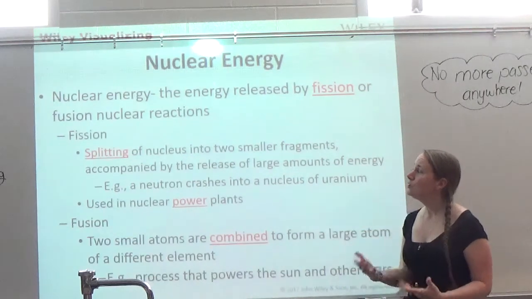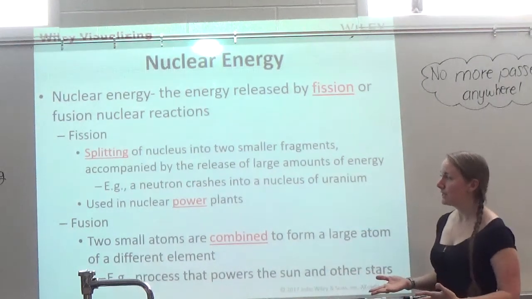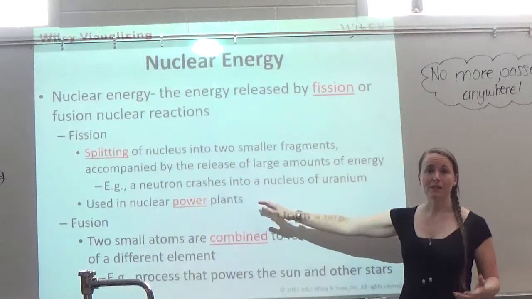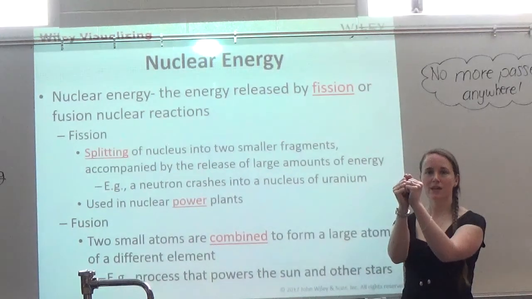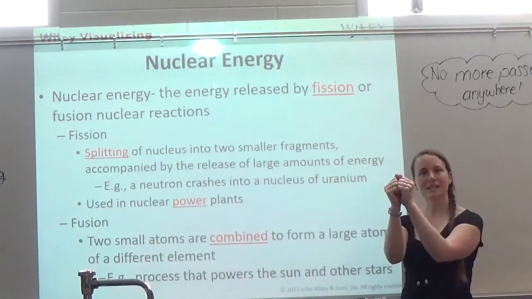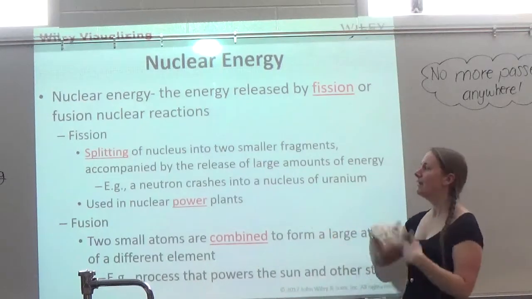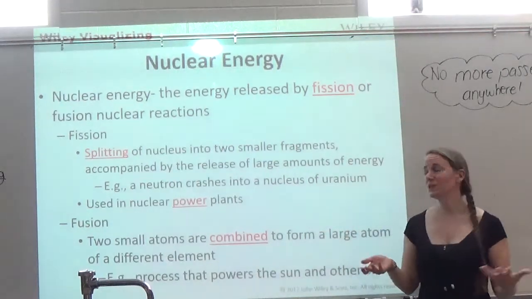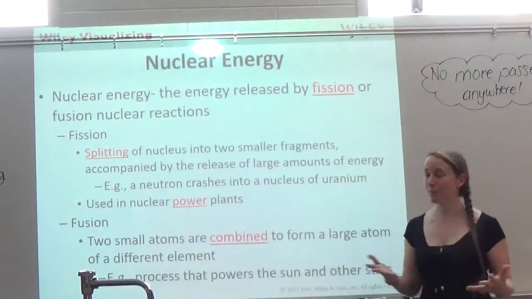So for example, a neutron crashes into the nucleus of uranium. And this is what we use in power plants. So if I have a big uranium nucleus, and then a little neutron comes and hits it, it'll split it apart. And then once that nucleus splits, energy is released, and we can use that energy in a power plant.